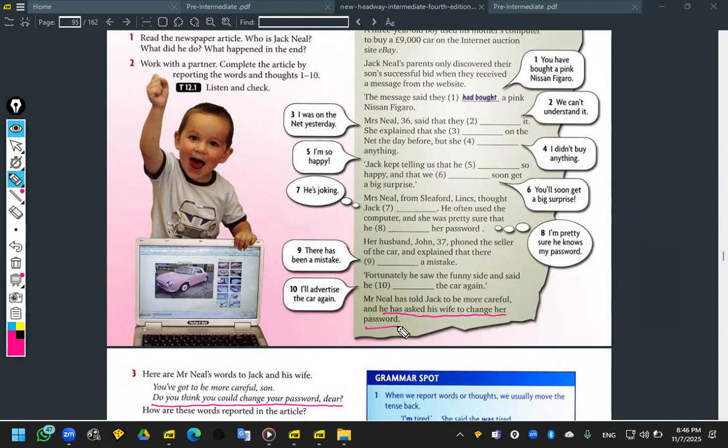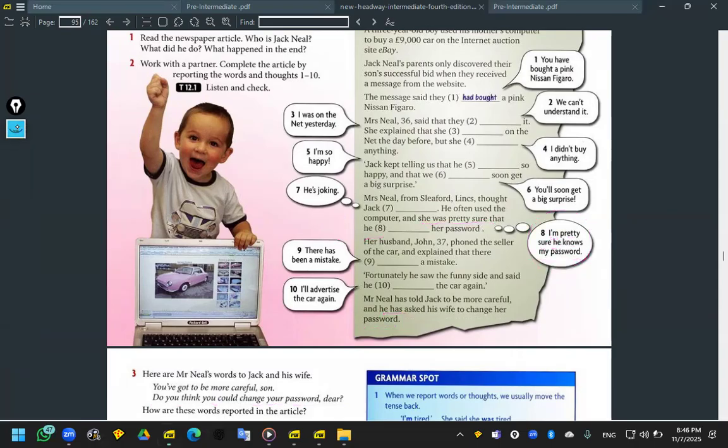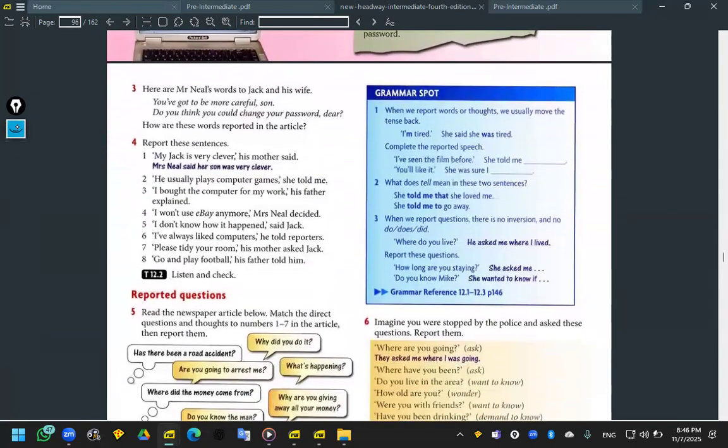What about number 1? You've got to be more careful, son. You should be more careful, but I think this is it. I'm pretty sure he knows my password. So this is it, and this is about the password. She was pretty sure that he knew her password, absolutely. So this is about these words which are reported in this article.